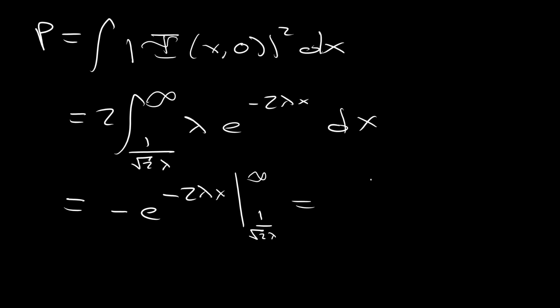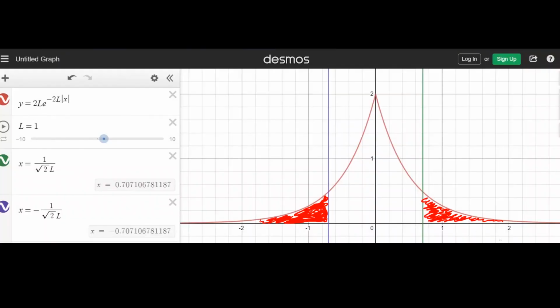And when we do that, we're simply going to get an e to the minus 2 on root 2, that makes our probability approximately 0.243, or otherwise we have a 24.3% chance of finding this particle in the state of these red regions right here.